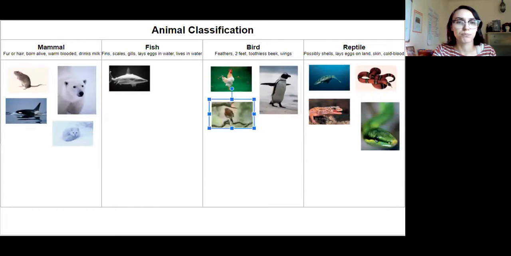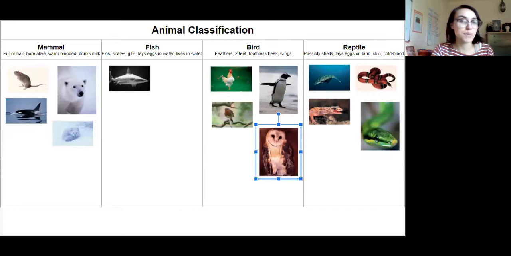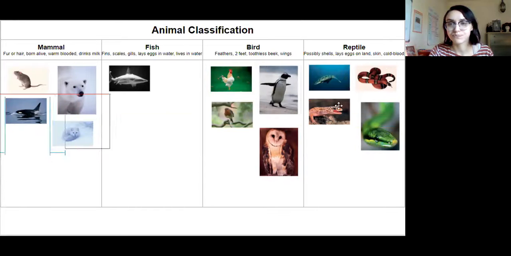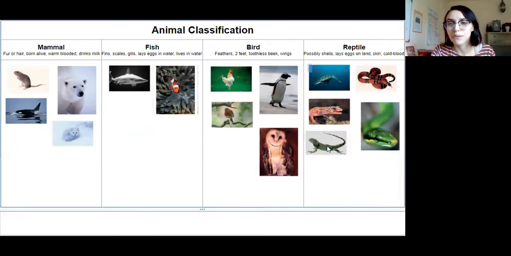Here we have another bird. Have an owl, that's a bird. We see the beak, we see the wings, we see the feathers. So notice I'm first having to take all this data and organize it, right? I'm organizing it into different categories. Here I have another fish. Here I have another lizard, gonna go with my reptiles.